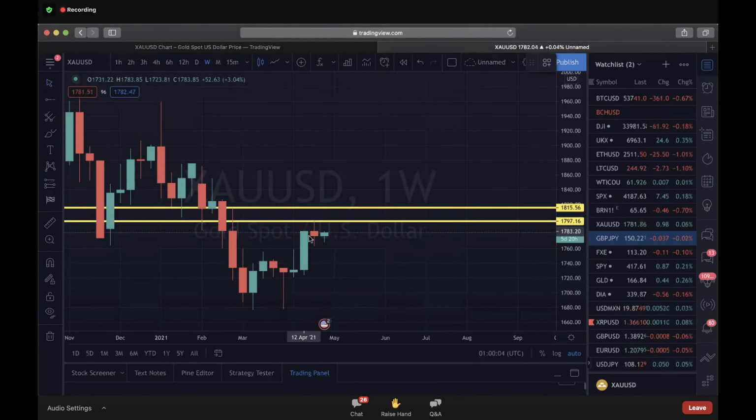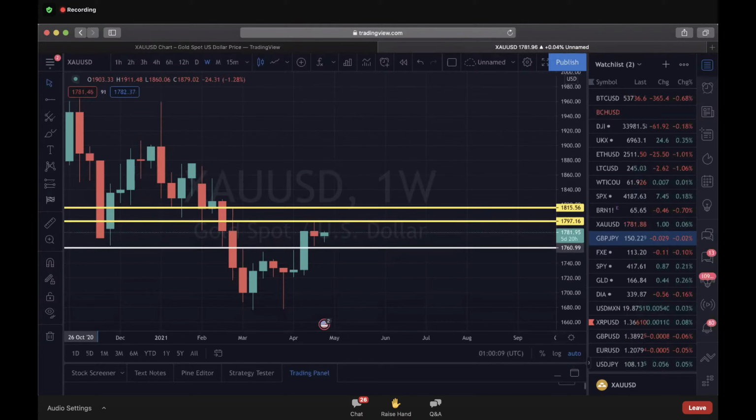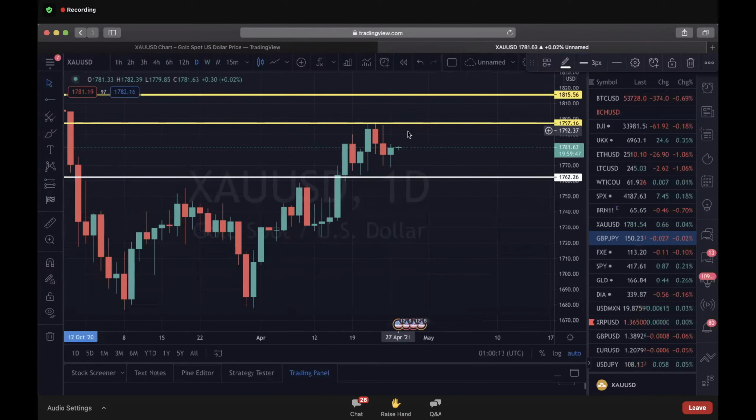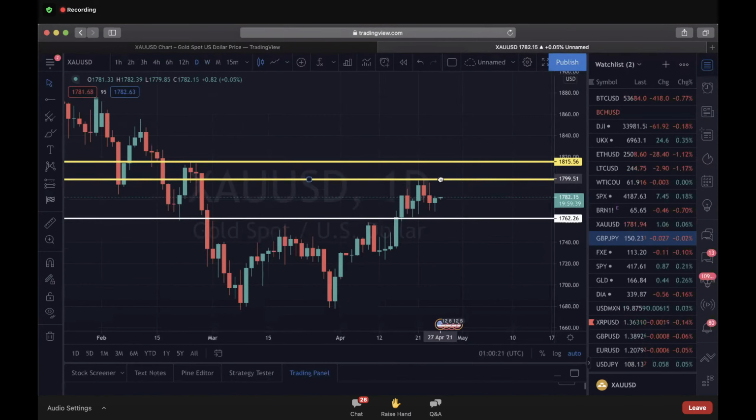1797. 1760. Like these would be my key levels here. I'm either gonna buy near these zones or I'm gonna sell at these zones. So I'm keeping an eye out on this specific chart.